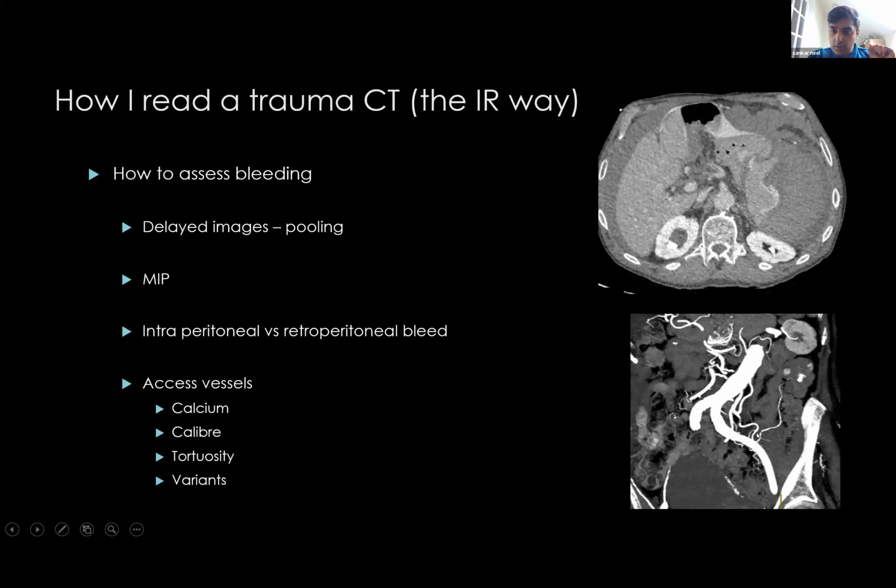And I was able to trace out this entire branch and really plan my intervention ahead, right? You can use various catheters. You can even choose and understand at what stage you need to shift your microcatheter, etc., based on an MIP image, and that really helps to plan the intervention.